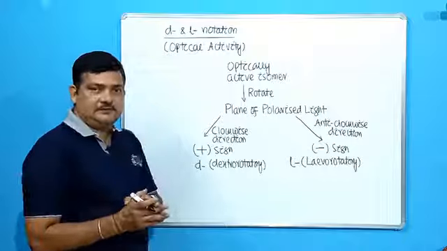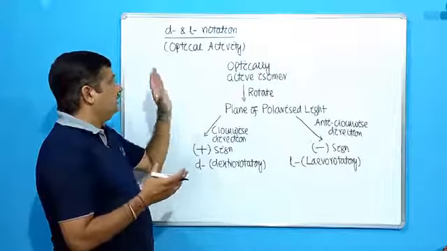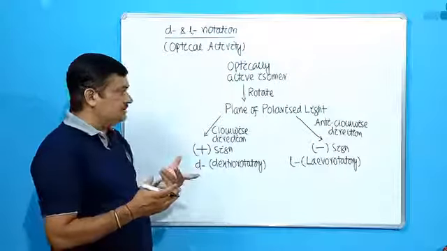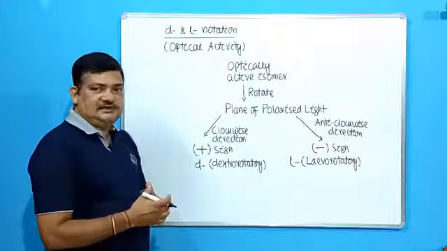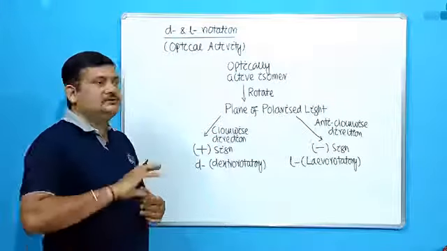Small d and small l, keep that in mind, is different from capital D and capital L, as I have said repeatedly. So here it is purely for enantiomers, that means optically active isomers. They have the capacity to rotate the plane of polarized light in two possible directions.